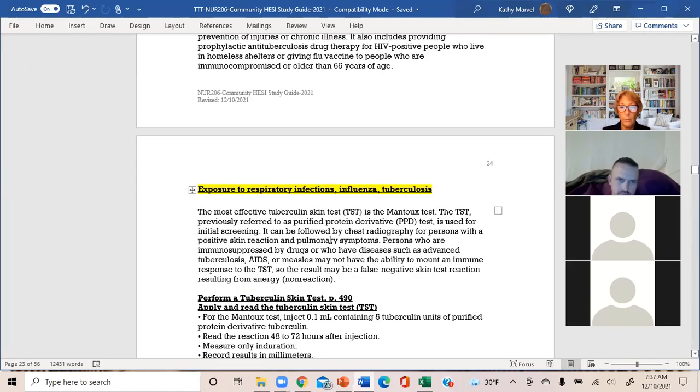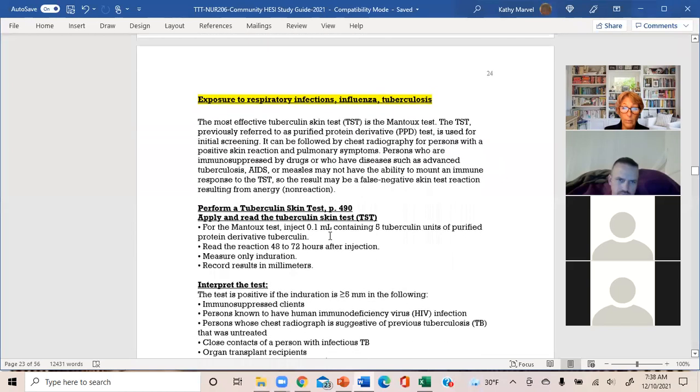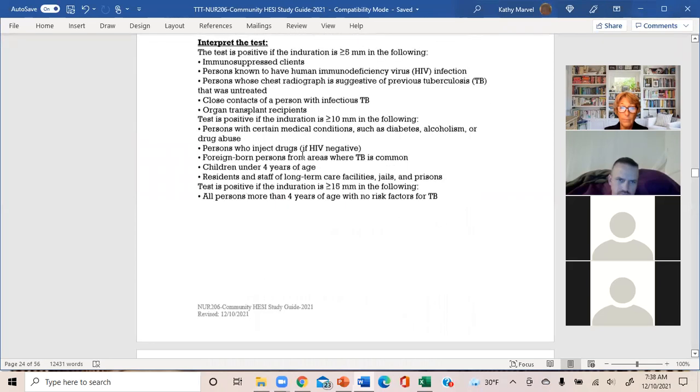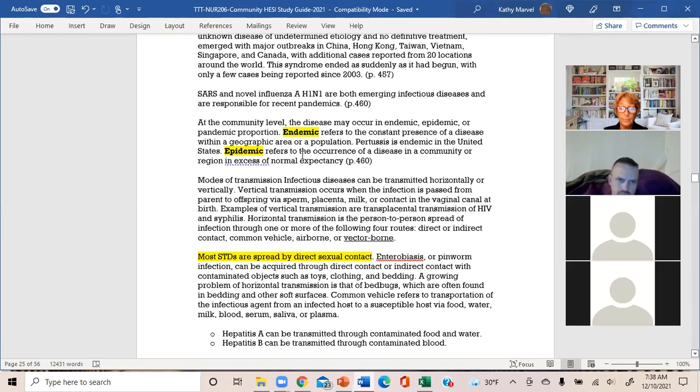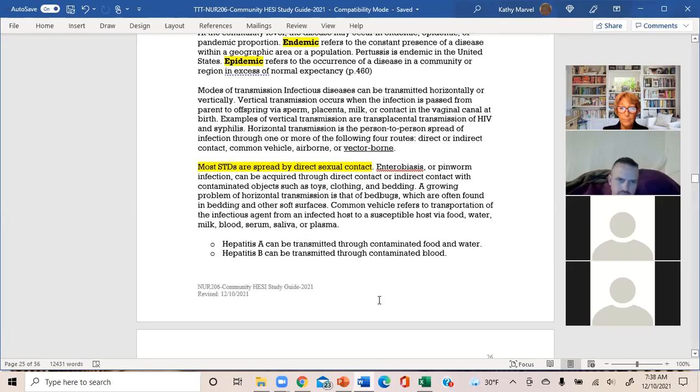TB is on here. Now, I know I didn't cover TB in specifics in class, but it is on your study guide, and we have found there are questions about TB on previous HESIs, so we need to take that into account. Okay, there's a whole page on exposure to TB, testing, how do we test, how do we interpret it, what's the follow-up? So understand that.